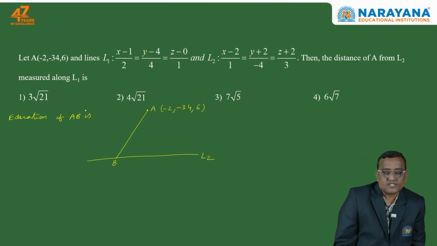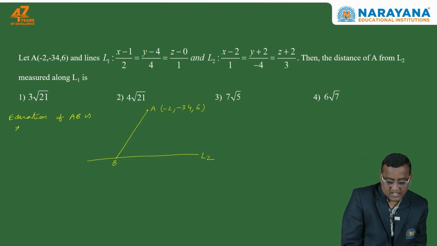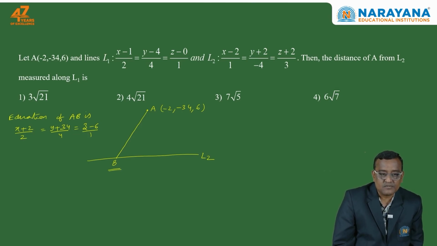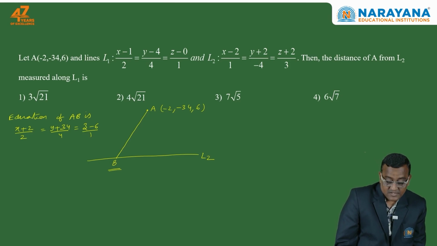It is passing through (-2, -34, 6) and having drs 2, 4, 1. They are the drs of L1. That's why its equation is x plus 2 by 2 is equal to y plus 34 by 4 is equal to z minus 6 by 1. Now we want the distance between A and B, that is the distance of A from L2 measured along L1. To find the coordinates of B, B is nothing but the intersection of AB and L2.